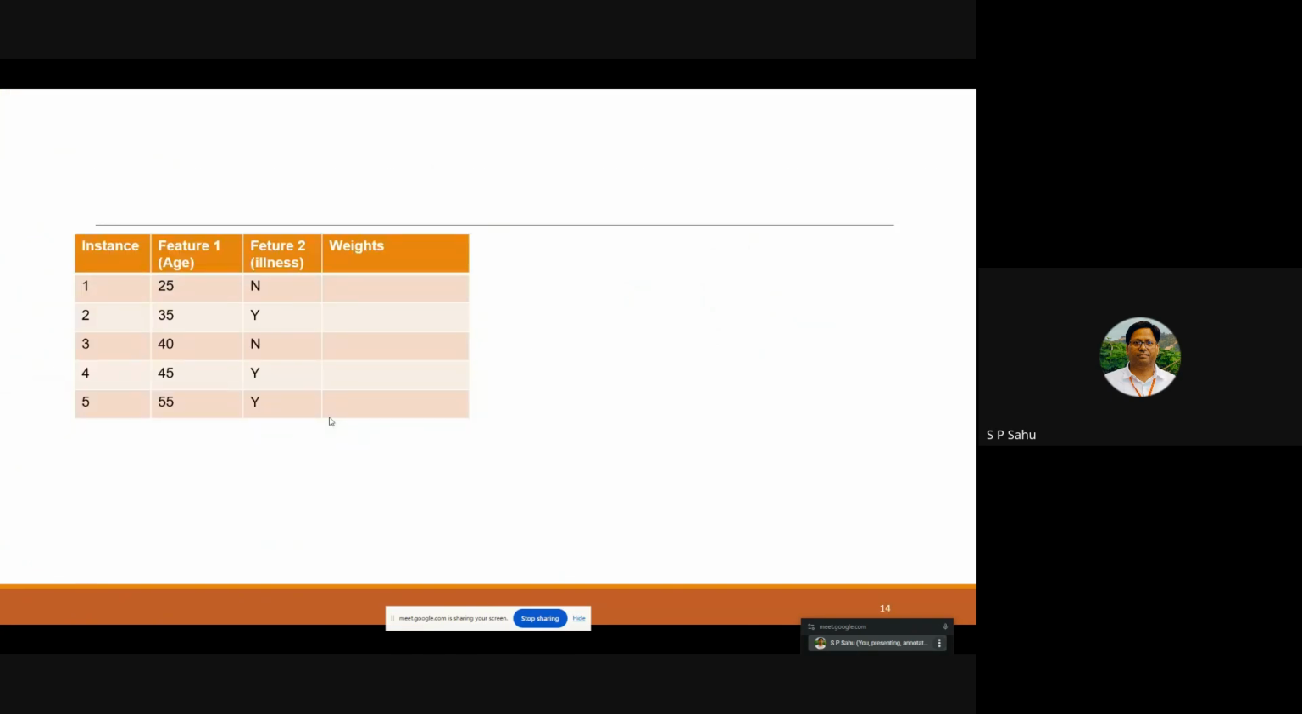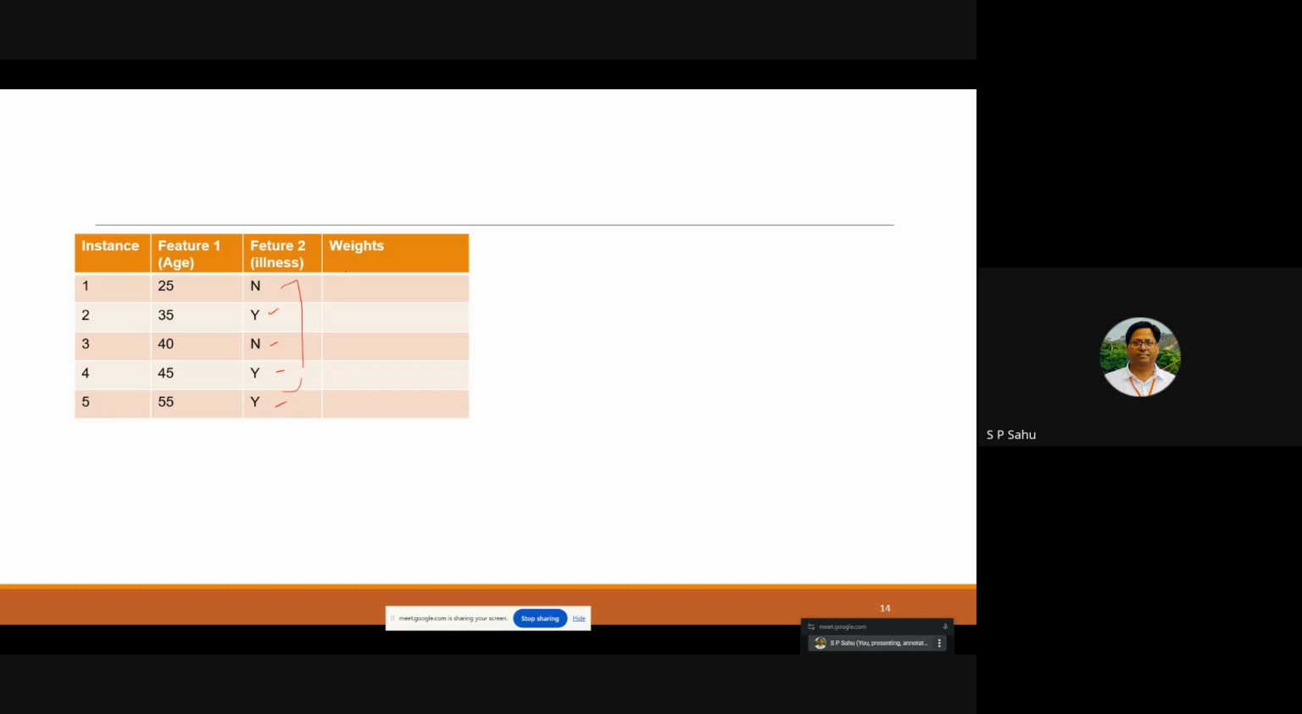Okay, let's take a simple example. Let us say you will have data instances 1, 2, 3, 4, 5, with a random feature. So we are taking age: 25, 35, 40, 45, 55, and here illness: yes, no, yes. So we are just taking one feature, and the next feature will be whether the person is ill or not.